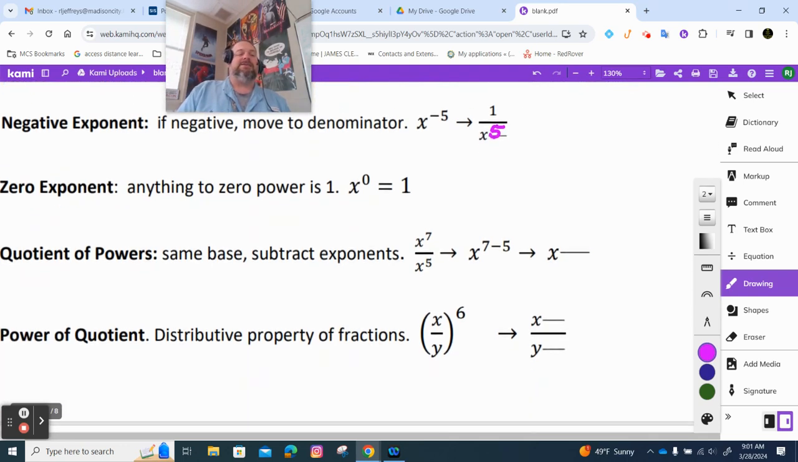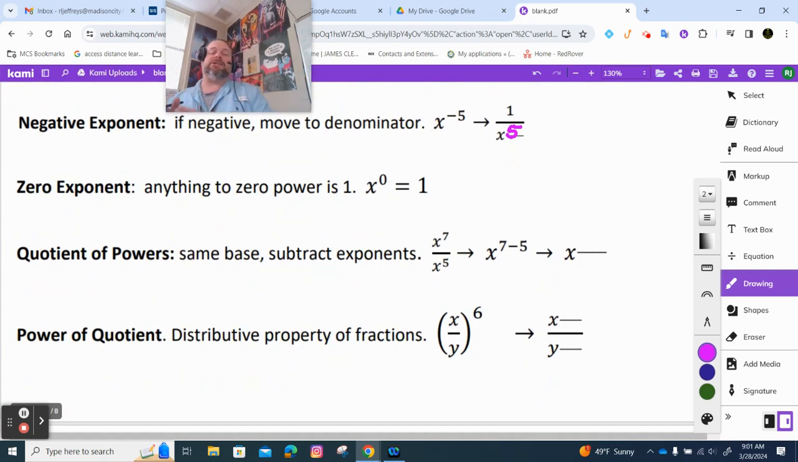Anywho, all right. Zero exponent. Anything to the zero power is one. Okay.